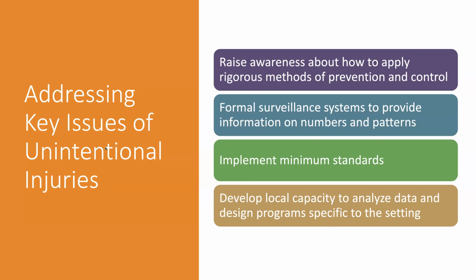And so, stepping back, what are some of the key issues that need to be addressed? Well, the importance of raising awareness about how to apply rigorous methods of prevention and control, so helping low and middle income countries with that. Having a formal surveillance system to provide information on the numbers of individuals with unintentional injuries and the patterns, because when we looked at the numbers for low and middle income countries, they didn't have the higher numbers that we saw in high income countries, but they probably have just as many injuries. They're just not statistically accounted for. Implement minimum standards and develop the local capacity to analyze the data and design programs specific to the setting.